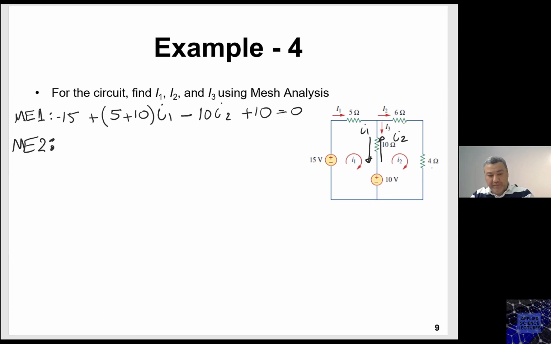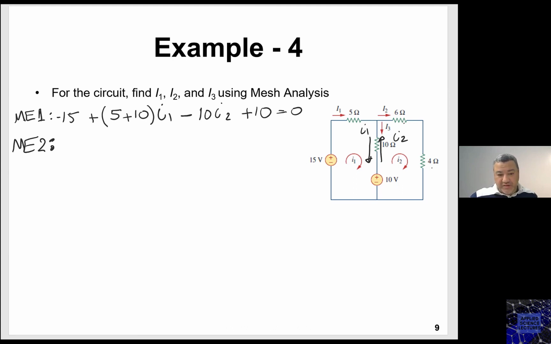Minus 10, and then 10 plus 6 plus 4 I2, minus 10 I1 equals to 0. Yeah, that's correct. I have here Adam: 10 I2 minus I1, that also works, plus 6 I2 plus 4 I2 minus 10. You forgot this equals to 0.